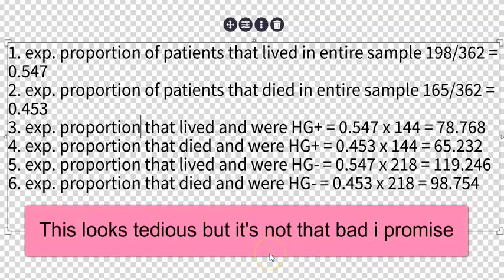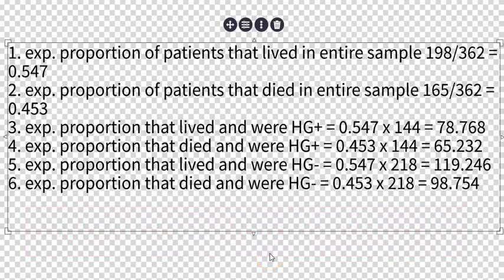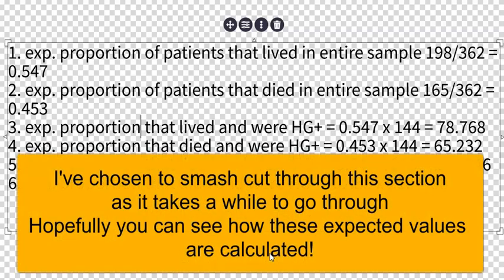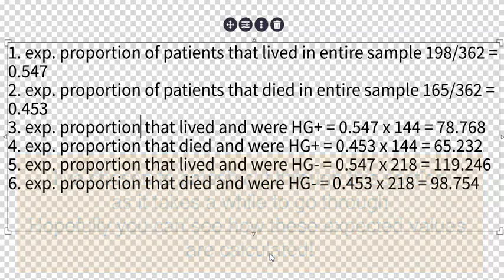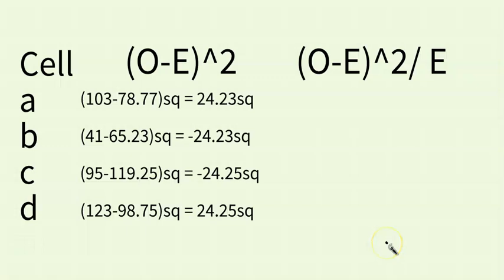How do we actually compute the expected values in the 4 cells? First of all, we need to work out the expected proportion of patients that lived in the entire sample. That'd be 198 over 362, which is 0.547. Secondly, the expected proportion of patients that died in the entire sample.